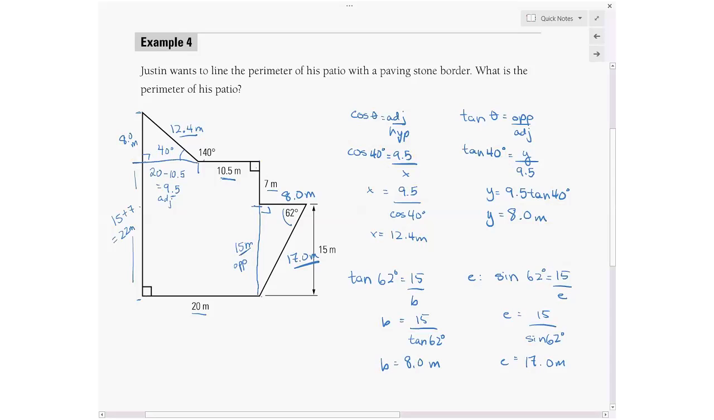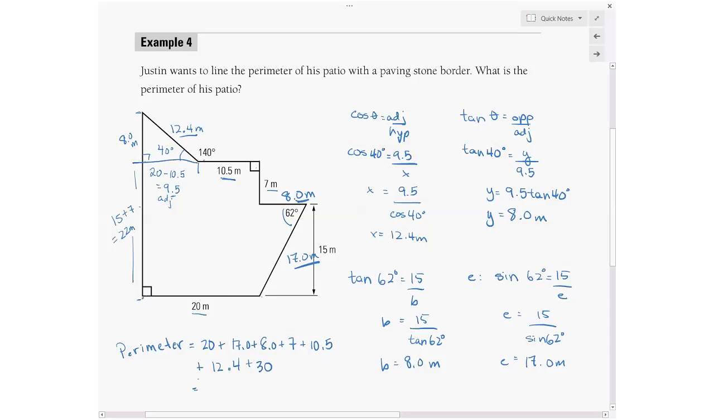So here are the things I need to add up. I don't need to add up this 15 meters because I don't need that. I need this 8, I need the 7, 10.5, 12.4. We figured that was 30 and 20. So for the perimeter, make sure you start at one point and go all the way around. I'm going to start here and go around counterclockwise. So 20 plus 17.0 plus 8 plus 7 plus 10.5, plus the next one is 12.4, and then plus 8 plus 22 is 30. And then I'm done. I've gone all the way around.